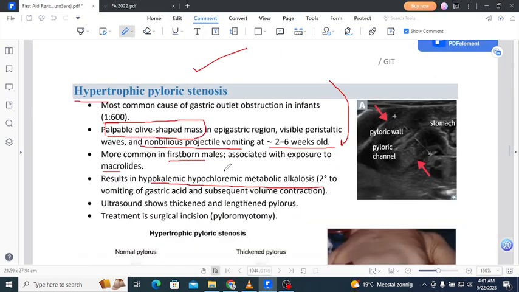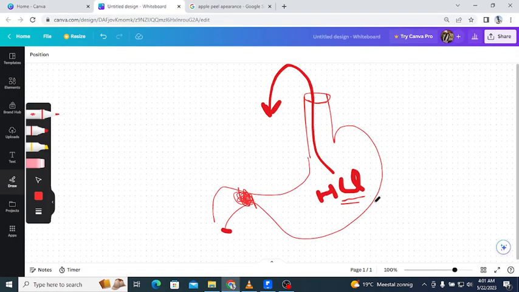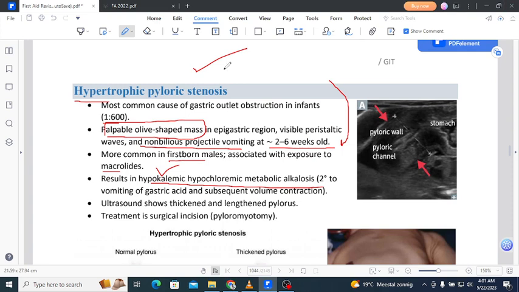Why is there hypokalemia? Hydrogen ions are also being lost. There are hydrogen-potassium ATPases, potassium enters the cells, and hydrogen leaves the cells. Never mind, I don't remember the concept of hypokalemia over here, but there will be hypochloremia for sure because HCl is being lost. Then hypokalemic, hypochloremic metabolic alkalosis will be there because acid is being lost from the body, secondary to the vomiting of gastric acid and subsequent volume contraction.